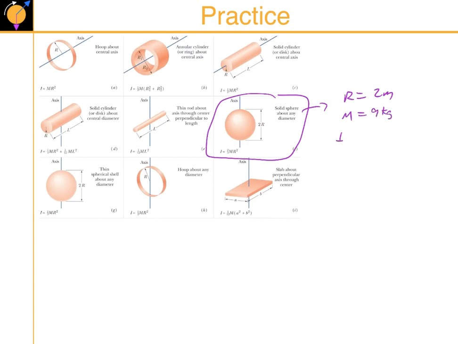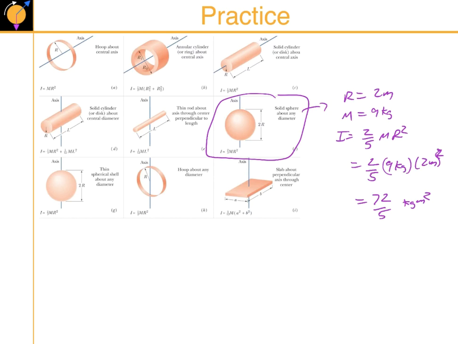What is its moment of inertia? Well, it's 2/5 mr squared. So 2/5 times 9 kilograms times 2 meters squared. 2 meters squared is 4, times 2 is 8, times 9 is 72, divided by 5. So 72/5 kilograms meter squared.